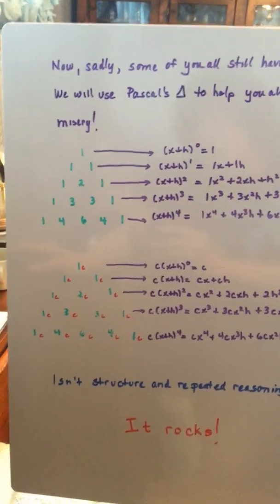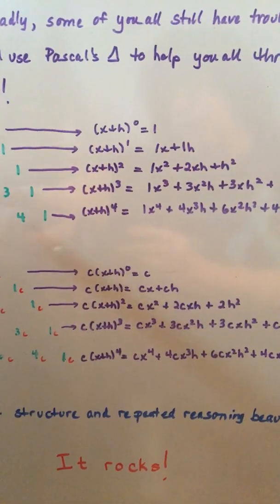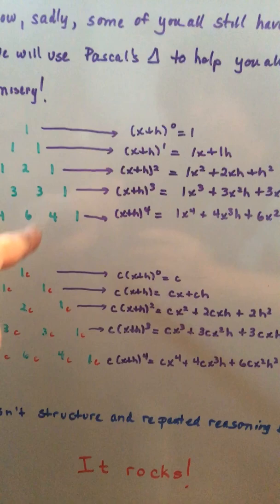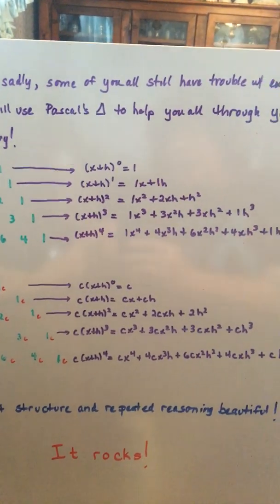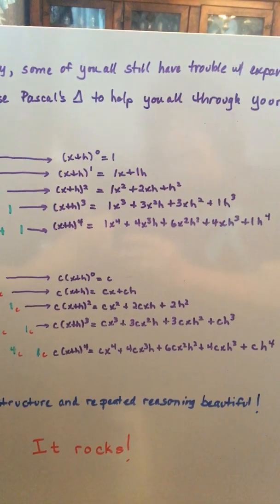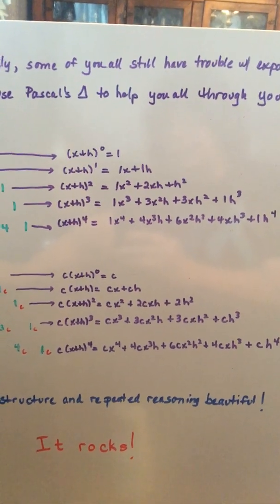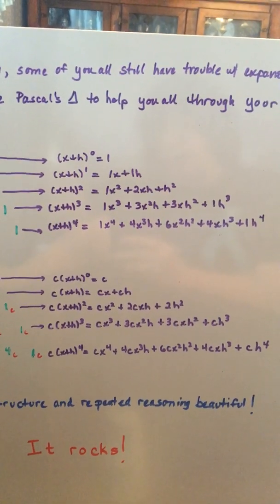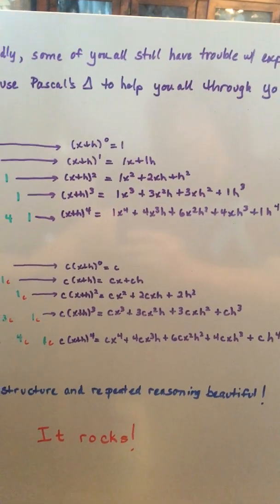And for fun, one more. Pascal's triangle, remember I added 1 and 3 and got 4, 3 and 3 and got 6, 3 and 1 and got 4. Every other row is in between. So x plus h to the fourth is 1x to the fourth plus 4x cubed h plus 6x squared h squared plus 4xh cubed plus 1h to the fourth.